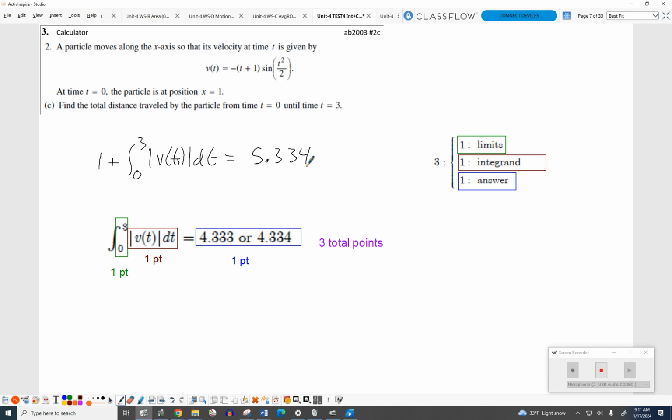So that's the difference. If you're finding total distance traveled, where you began is irrelevant. But if you're finding where you ended up, your final position, where you started is highly relevant. So I don't know if that helped at all. Okay, next one.